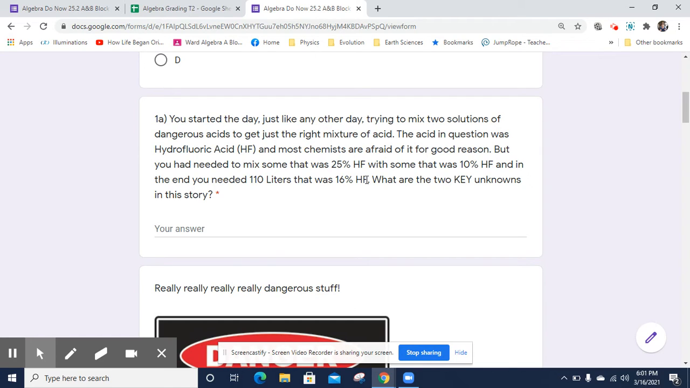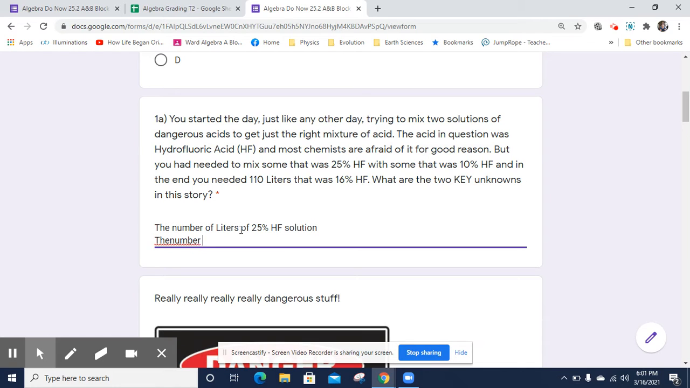So what are the two key unknowns? We know you need 110 liters. We know that needs to be 16%. We know that you have some that's going to be 25% and some other amount that's going to be 10%. So the key unknowns in this are the number of liters of 25% HF solution and the number of liters of 10% HF solution.